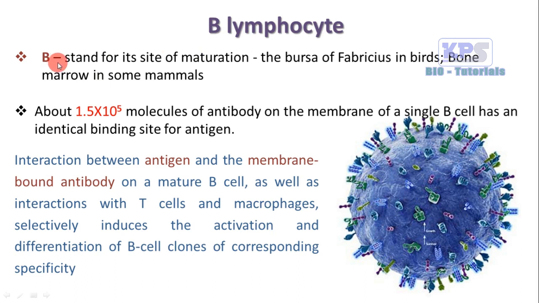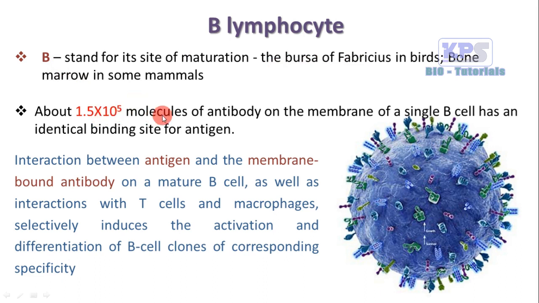The letter B of the B lymphocyte stands for its site of maturation. In birds, they mature in the bursa of Fabricius. This bursa of Fabricius is denoted by the letter B. In the case of some mammals, they mature in the bone marrow. In that case also, this letter B stands for bone marrow. But it was first discovered in the bursa of Fabricius, thereby the letter B arises from bursa of Fabricius.